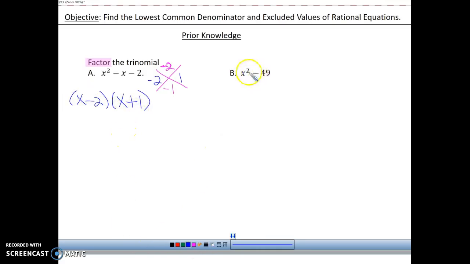Part B is not a trinomial but a binomial, so there are no common factors, so you want to check for a difference of two squares. I have a difference of two perfect squares. So this will end up being x plus 7, x minus 7, because you take the square root of each one, one positive, one negative.